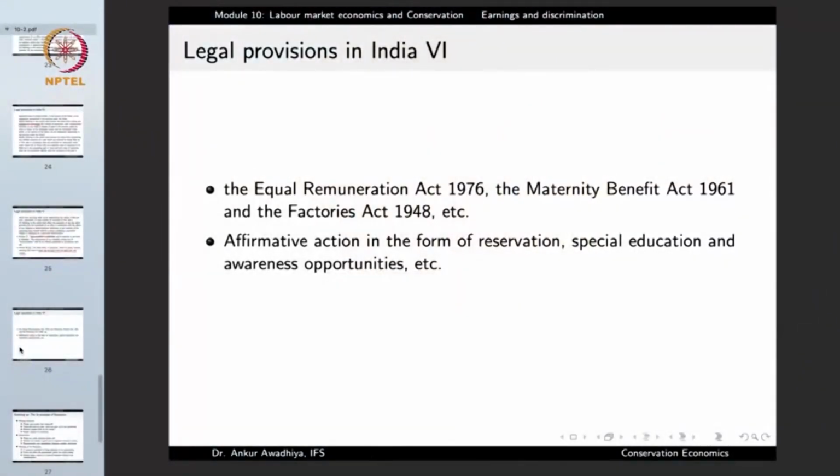And because of these provisions, we also had a number of laws that were made. The Equal Remuneration Act, the Maternity Benefit Act, the Factories Act, and we also have affirmative action in the form of reservation, special education, and awareness opportunities. So, what the government is doing by all this is that in our country, we are trying to remove discrimination.